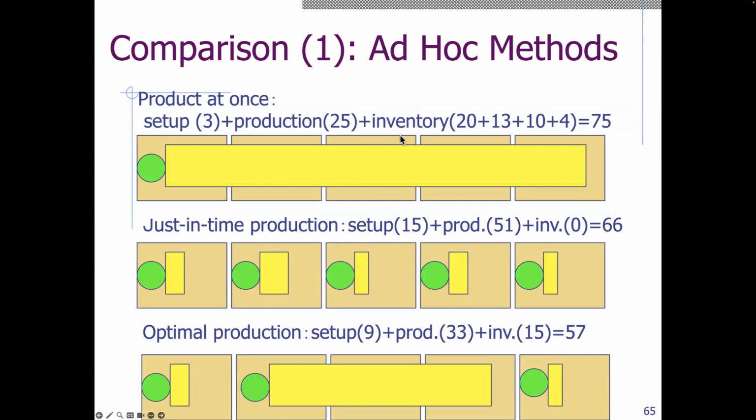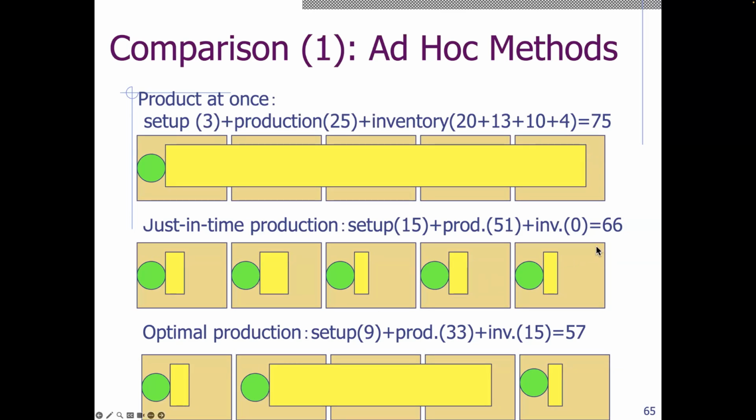But we have to pay a lot of inventory holding cost, then the total cost becomes $75. Another trivial solution approach is the so-called just-in-time production, that means to produce every day. In this case, the setup cost is large because we have to set up every day. The total production cost is larger than before, it's $51, because we have to produce on the days with the higher production cost, Wednesday through Friday. And the total cost becomes $66, cheaper than the previous approach in this problem.